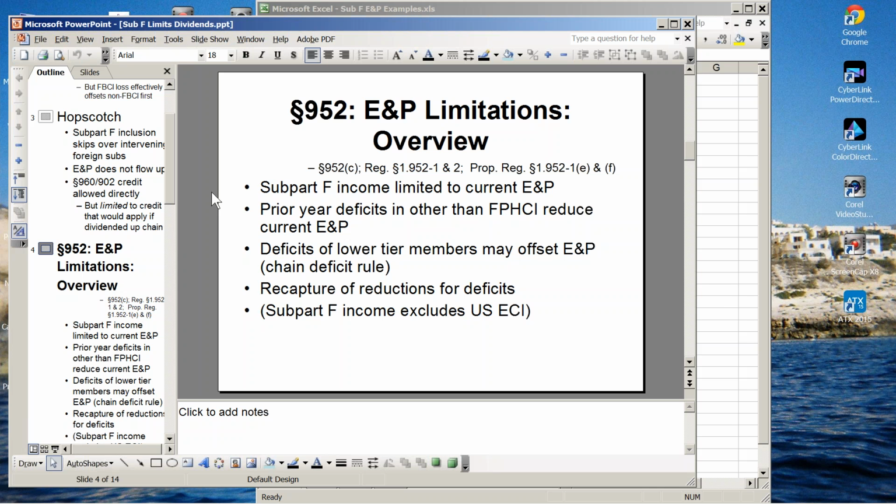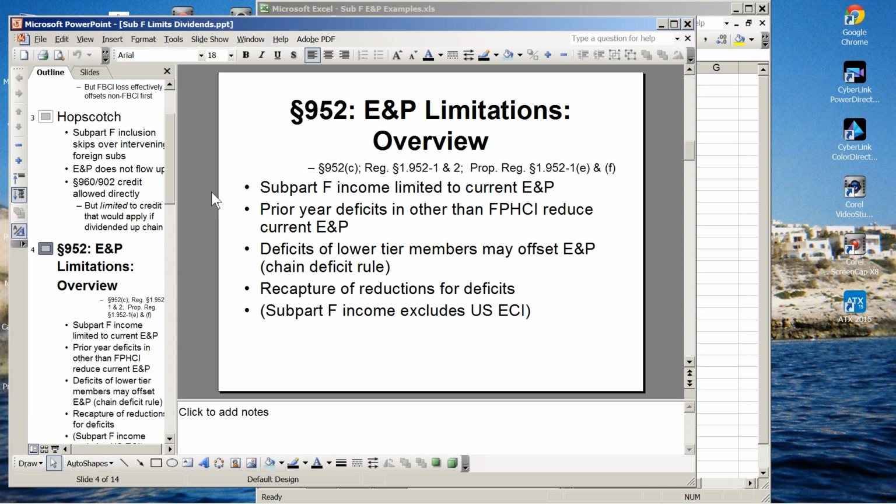Subpart F income within a CFC is limited to the current E&P of that CFC. It's a current year only item. This is not the same as a dividend. It's not the same as 956. It's just current earnings. This E&P limit is an overall limit on Subpart F.